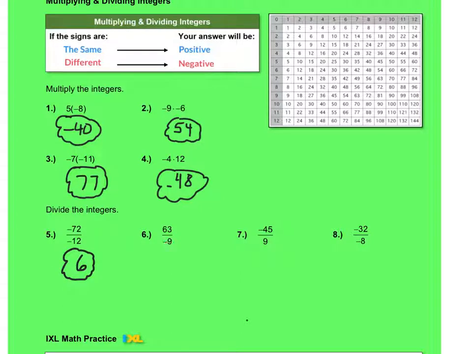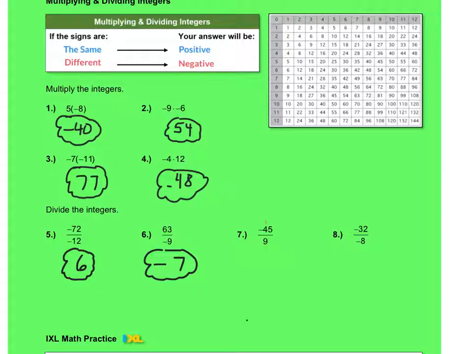63 divided by negative 9. The signs are different, so I should know my answer is negative. To divide using the multiplication table, go on the row for the 9. Go over till you hit 63, because that's the numerator. And we go up, and the answer to that is 7. So 63 divided by negative 9 is negative 7.